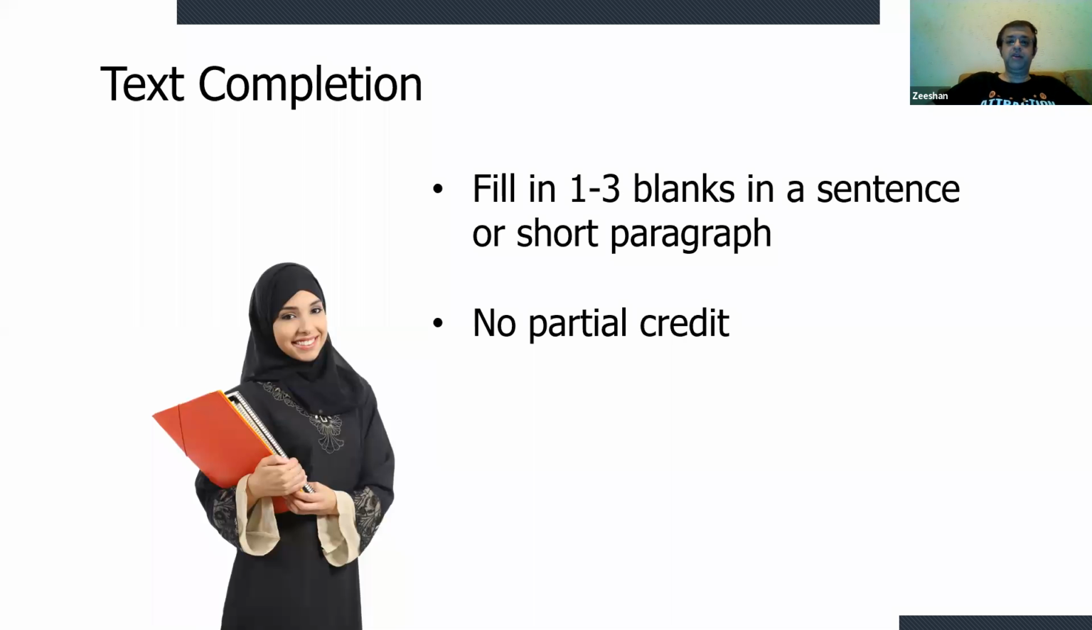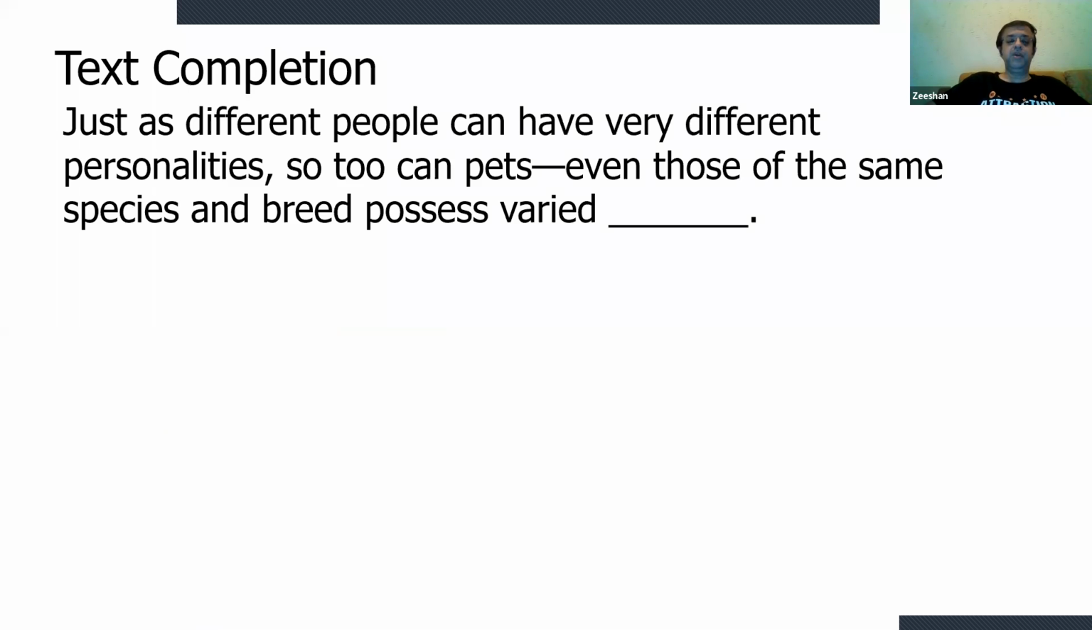There can be 1 blank, there can be 2 blanks, and there can be 3 blanks in text completion. These are short paragraphs. No partial credit means that if there are 2 blanks, you have to give the correct answer for both the blanks, and if there are 3 blanks, you have to give the correct answer for all 3 blanks. Let's look at a question.